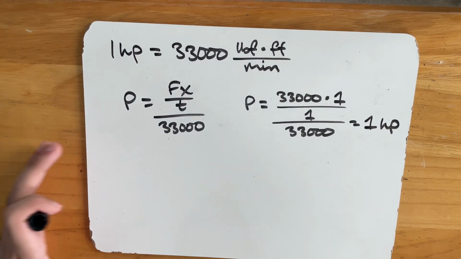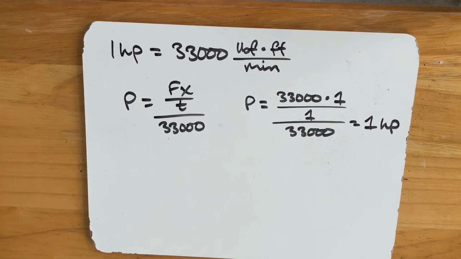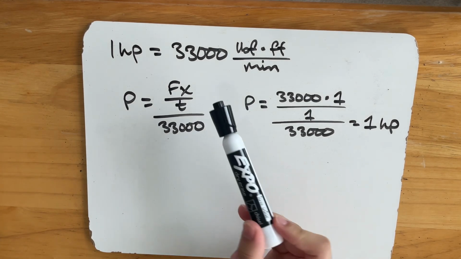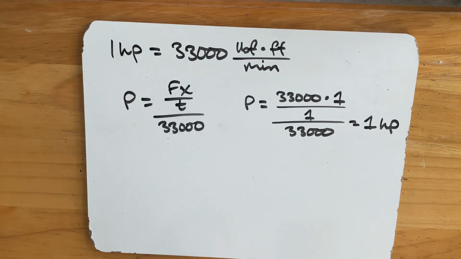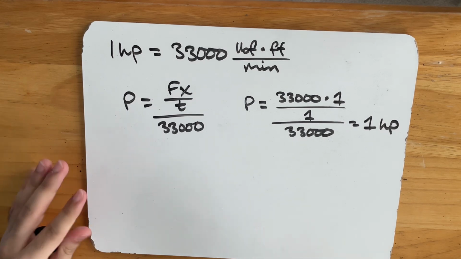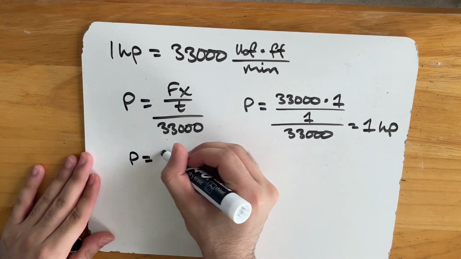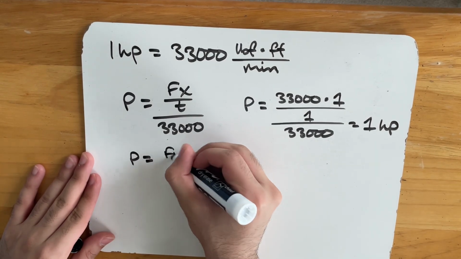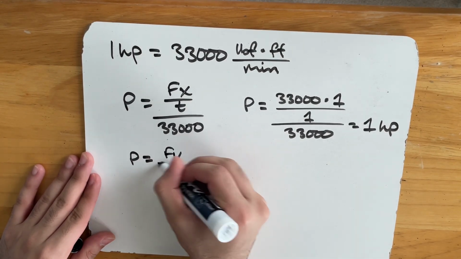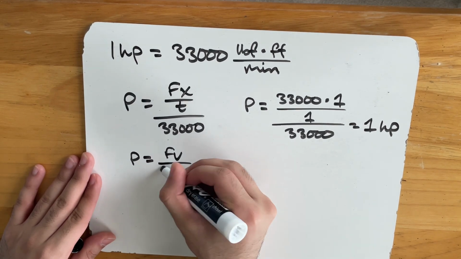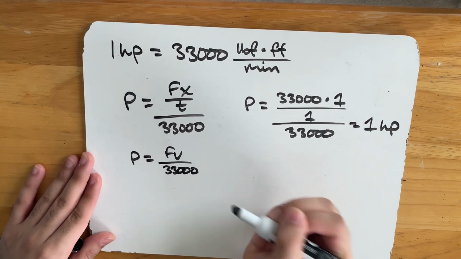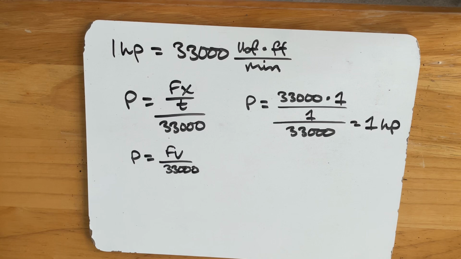That's pretty cool. But here's one thing I noticed. I want to make some changes to my equation real quick. I have here displacement over time. We know that displacement over time is equal to velocity, right? So I could write my equation a little better. I could say that P is equal to force in pounds force still, times velocity in feet per minute, over 33,000. Alright, I have a nice equation.